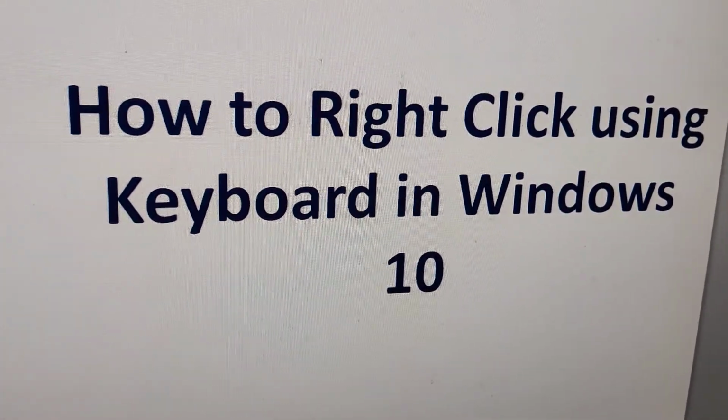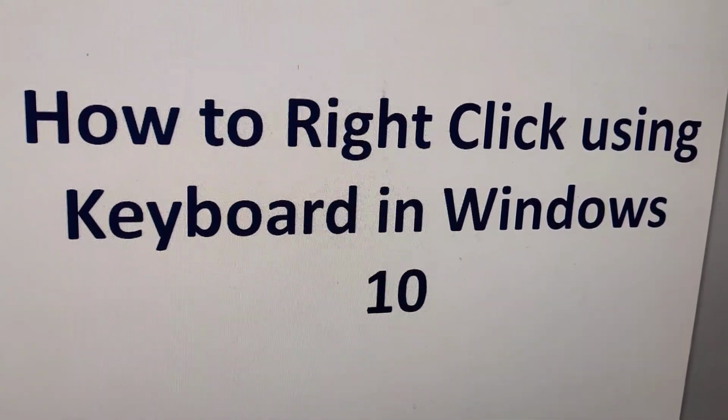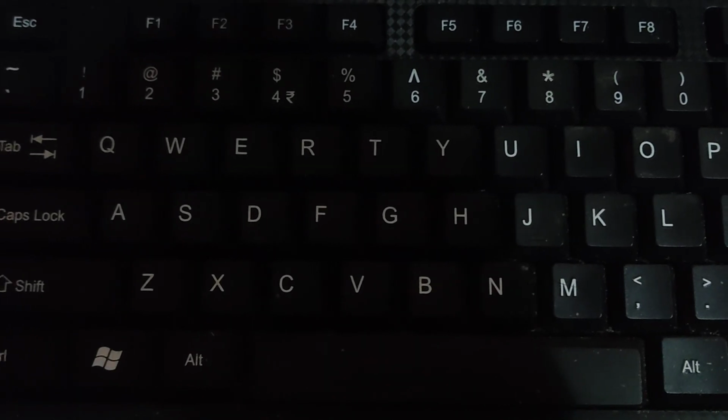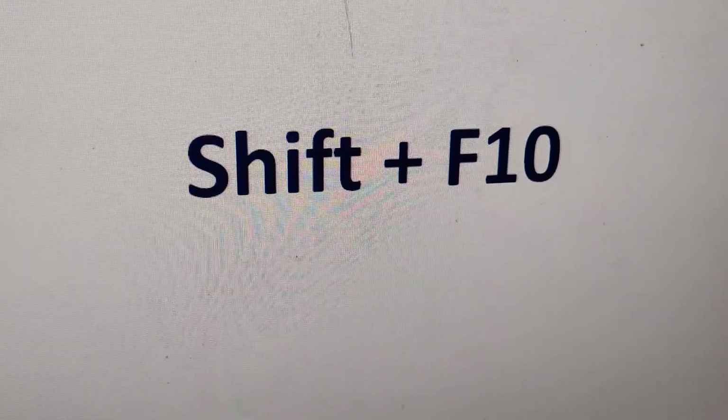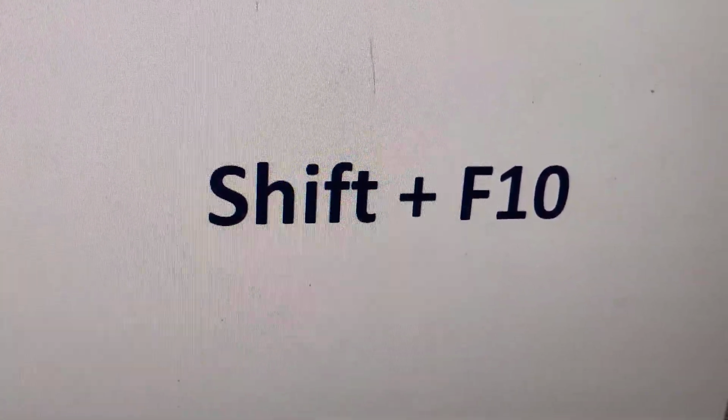In this video we discuss how to right click using the keyboard in Windows 10 without using the mouse. So you can do this using your computer keyboard if you are using Windows 10. For this you must remember this shortcut, that is you must press the Shift key and F10 key at the same time.